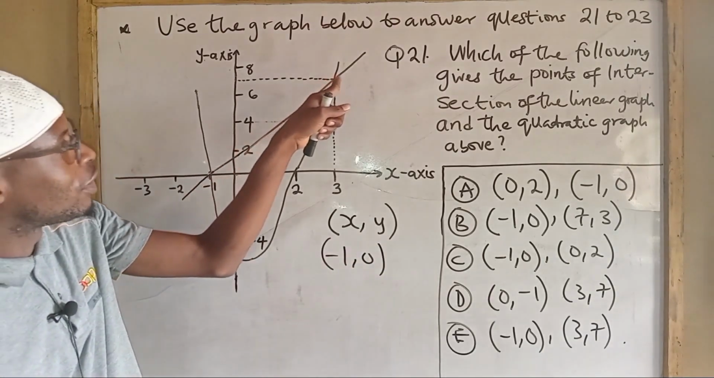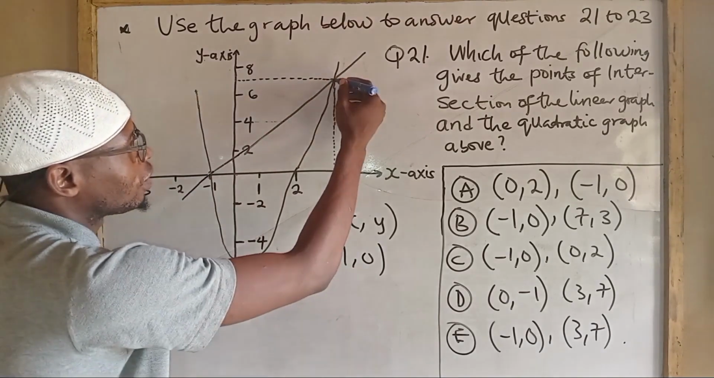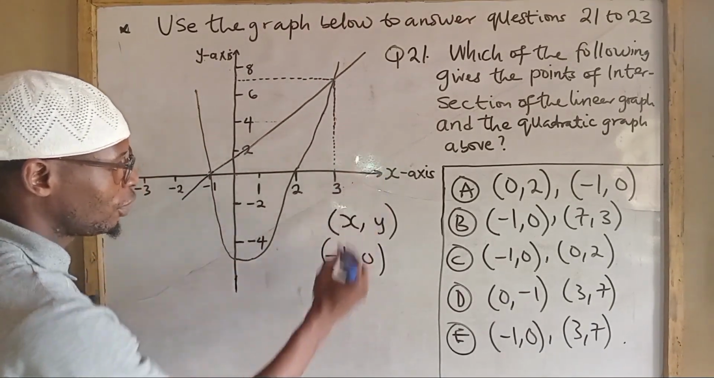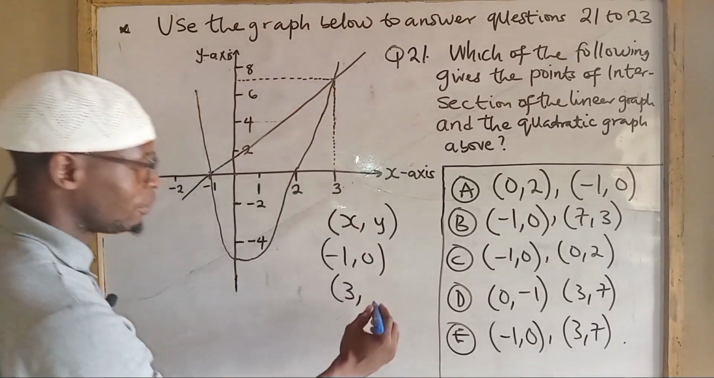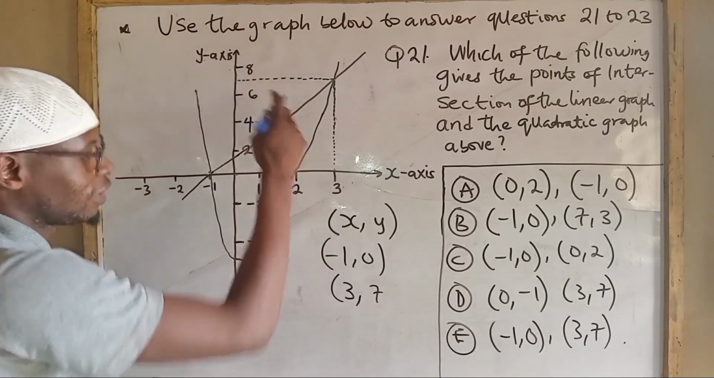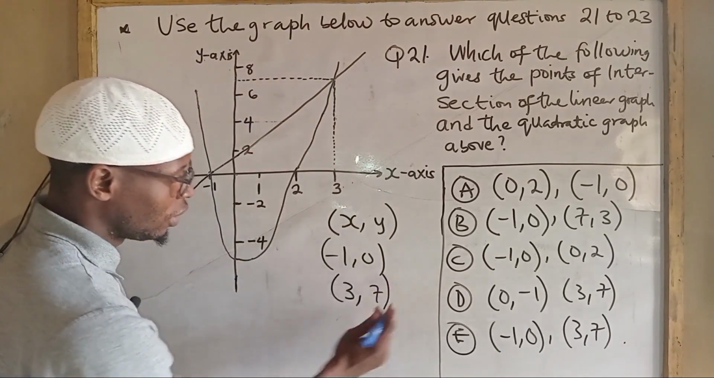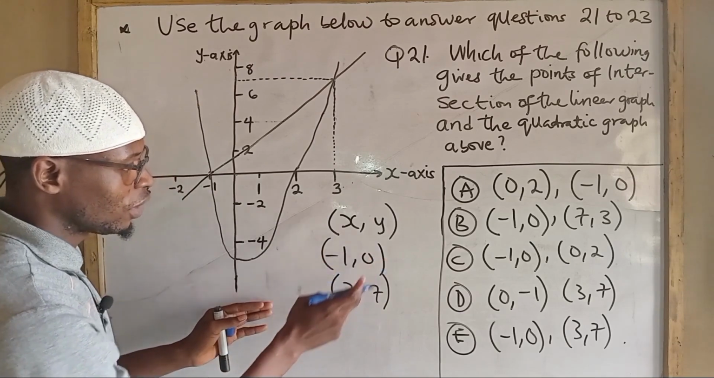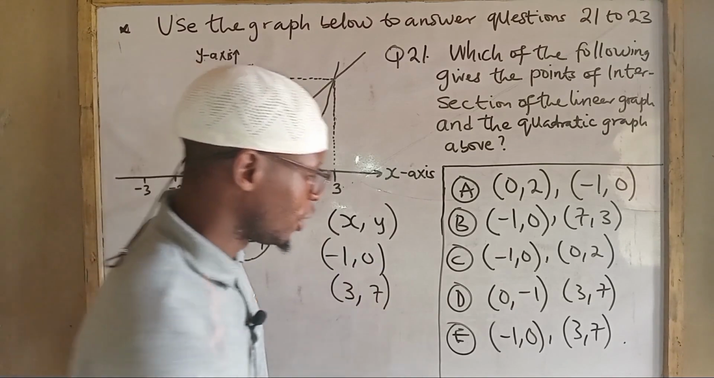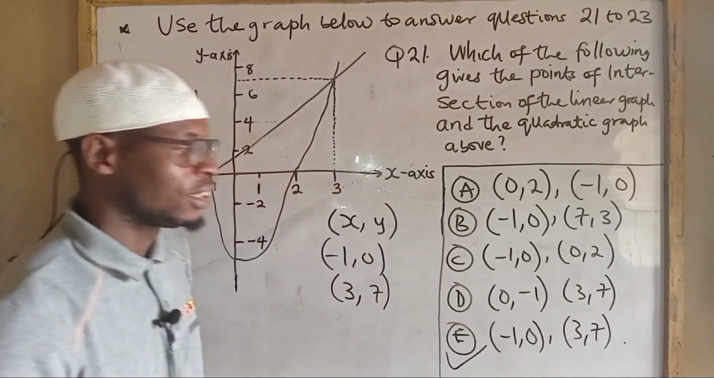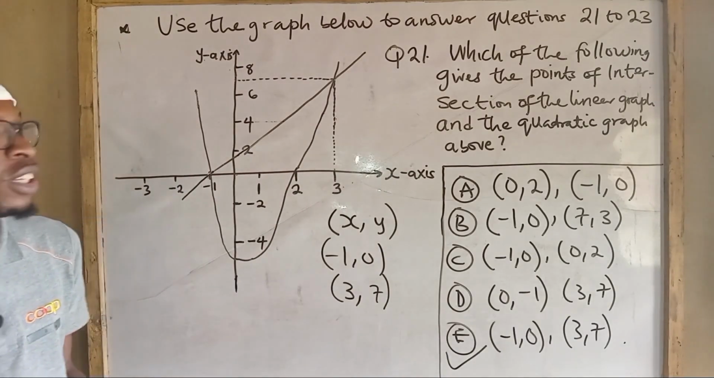At this other point of intersection, what is x? Looking down here, x is 3, and y is 7, because it falls between 8 and 6. So your answer is (-1, 0) and (3, 7). Let's look at the options. Option E is the right answer to that question.